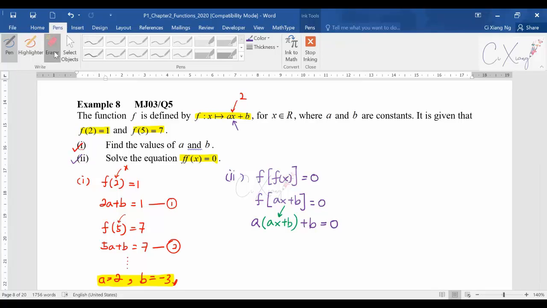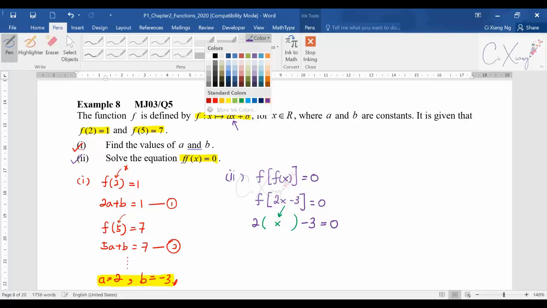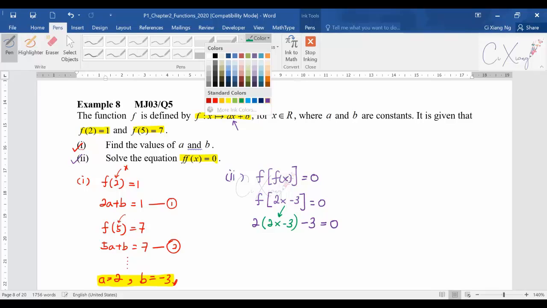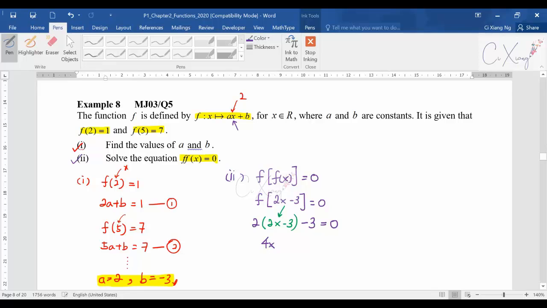Okay, all right. Because just now you already got the values for a and b, to make my calculation easier, I will substitute all the values for a and b straight away. What's my value for a? It is 2. My value for b is -3. So here I'm having -3, here I'm having 2, then inside the bracket I'm having 2x minus 3. From here you can see very easily, multiply the 2 inside, you have 4x minus 6 minus 3, which equals 0. If you continue, you will get x equals 9 over 4 easily.